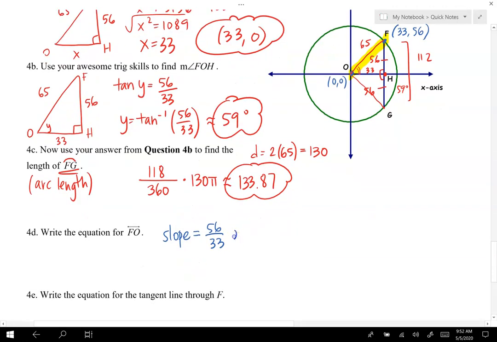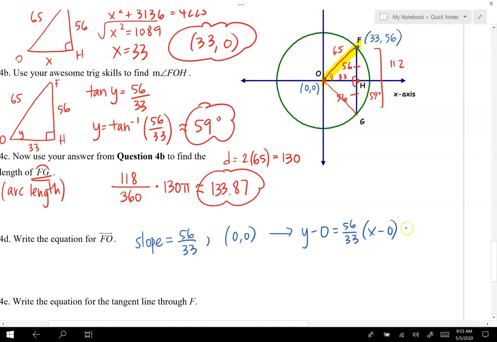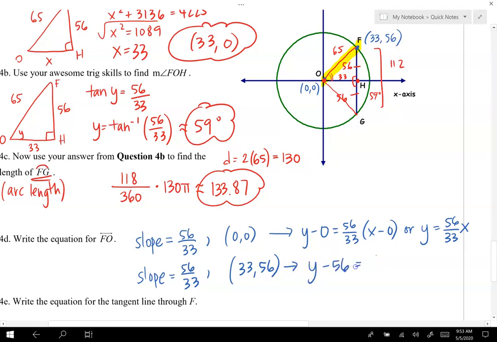And then you can choose the point O, and you can say, I'm going to use 0, 0. So I could say y minus 0 equals 56 over 33 times x minus 0. And since it's zeros, you could just say y equals 56 over 33x. And that's because it starts at the origin. Or you could use the same slope, because you have to, and this new point. And you get y minus 56 equals 56 over 33 times x minus 33.